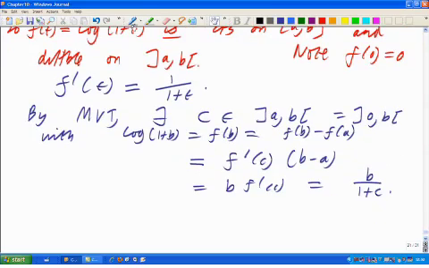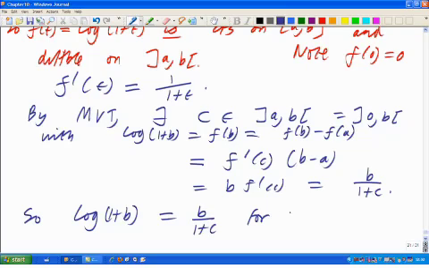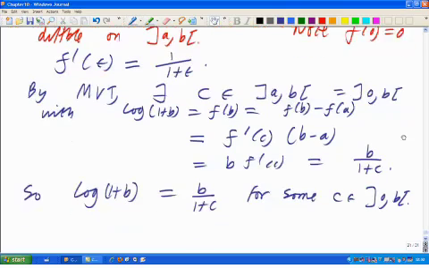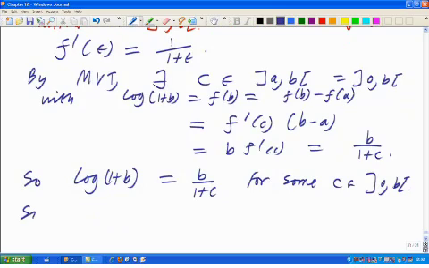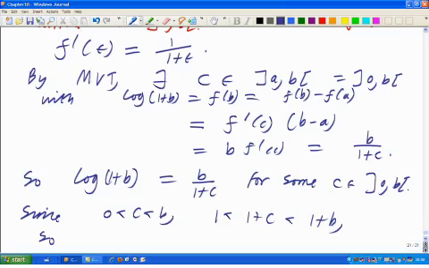Let's put that all together. Log of 1 plus b is equal to b over 1 plus c for some c in 0b. Now, since 0 is less than c is less than b, 1 is less than 1 plus c is less than 1 plus b. So the other way around, you get b over 1 plus b, that's the smallest it can be, is strictly smaller than b over 1 plus c, is strictly smaller than b over 1, which is b.